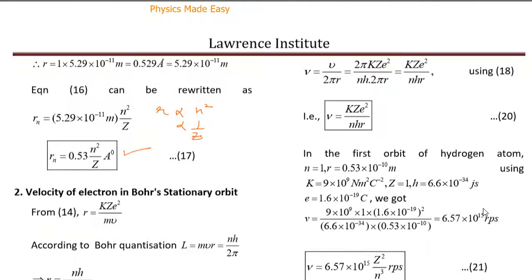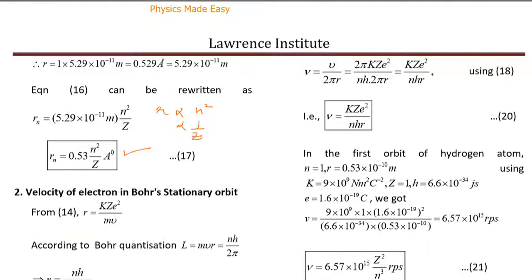And this is the shortcut: the radius of the nth orbit is equal to 0.53 n square by Z. For example, for the second orbit of hydrogen atom, it will be 4 here, multiplied by 0.53, approximately 2.12 angstrom. Now for the second orbit of helium, here will be Z = 2 and here n square = 4, and so it will be 1.03 angstroms.